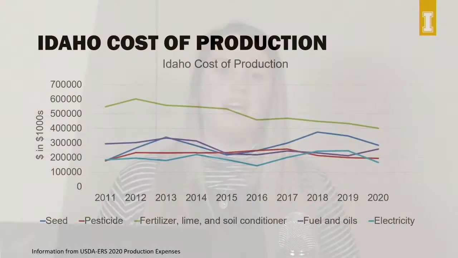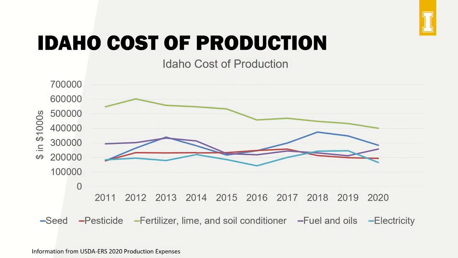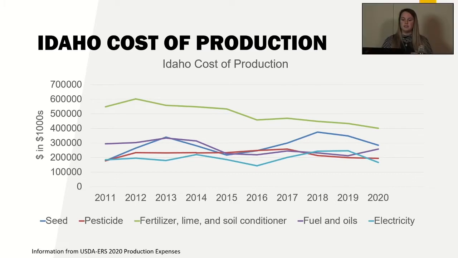So when we dive into specifically Idaho, we can look at seed, pesticides, fertilizer, lime, soil conditioner, fuels, oils, and electricity. And so you can see that actually most of them, except for fuels and oil, look like they have decreased slightly. And again, that might be just because we were using a lot of trucking at this point. However, you'll see that all the rest of them have decreased from 2019.